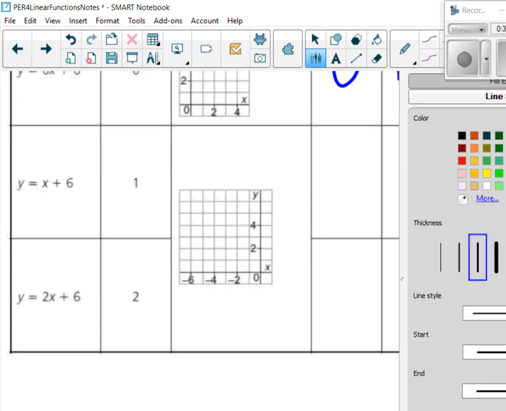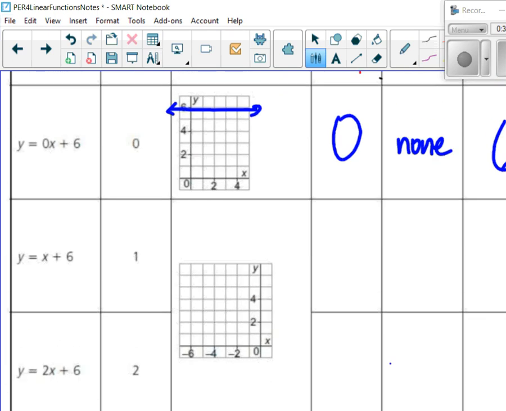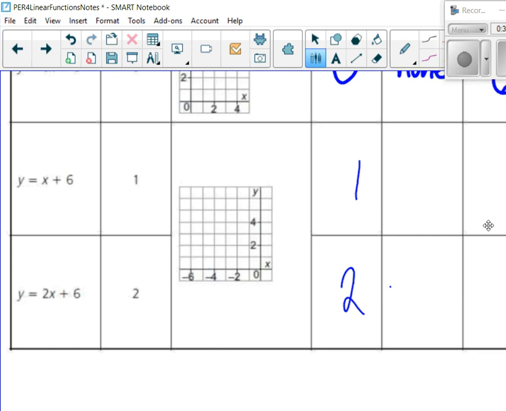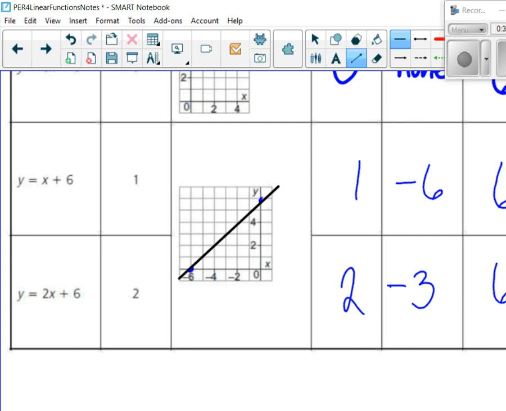The next one. The slope was 1. The slope was 2. The x-intercept was, for this one, -6. And the x-intercept for this one was -3. Yes? And 6. So I'm going to do the first one. I have a -6 and a +6, and I'm going to connect the dots there. And then I have a -3 and a +6, and I'm going to connect the dots. There we go.